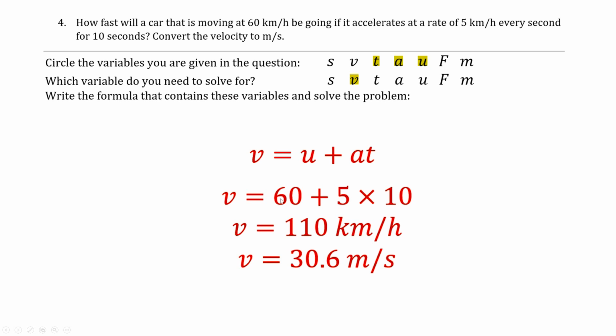V equals 60 plus 5 times 10. 110, see I've kept it at kilometers per hour. And then what I need to do is divide it by 3.6 to get it in meters per second, because that's what the question's asking us to do. You have to have the units with each of these answers. 30.6 is just a number. It's meaningless. 30.6 what? Milliliters? 30.6 light years? Like, it just doesn't mean anything. You have to have the correct units.